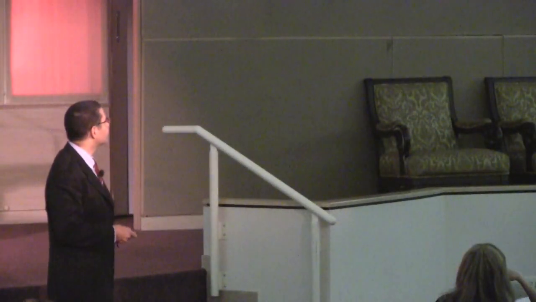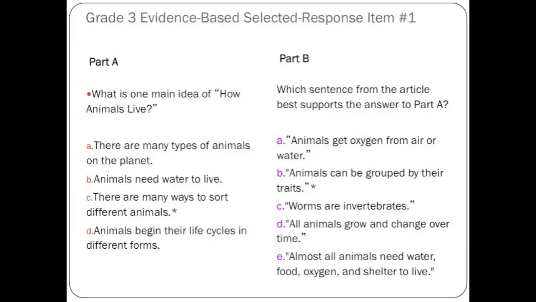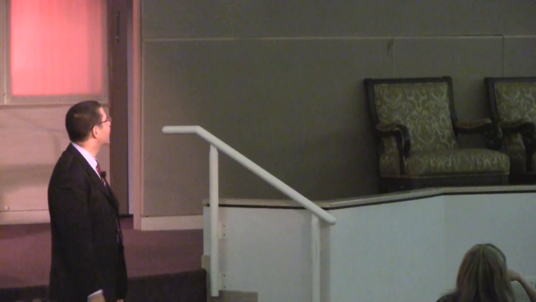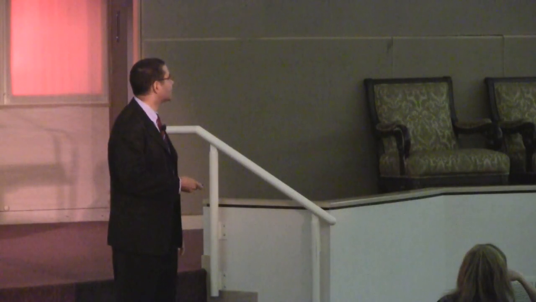Here's a sample. So all those that I've given you are the performance based, which they have more time to do. Now this is the end of the year, third grade. The end of the year, third grade, some samples. So, what is one main idea of how animals live? Which sentence from the article best supports the answer to part A? Drag the words from the word box into the correct locations on the graphic to show the life cycle of the butterfly as described in the article. Very, very different than in traditional multiple choice.